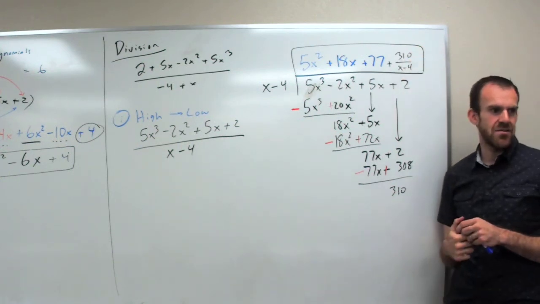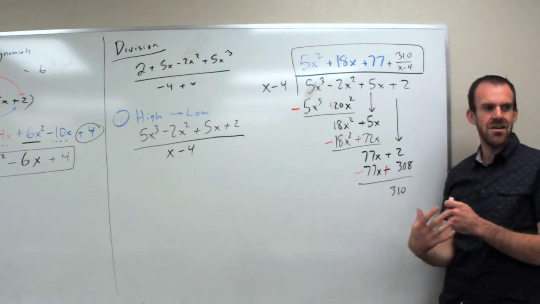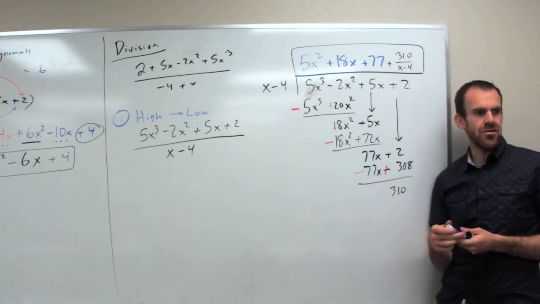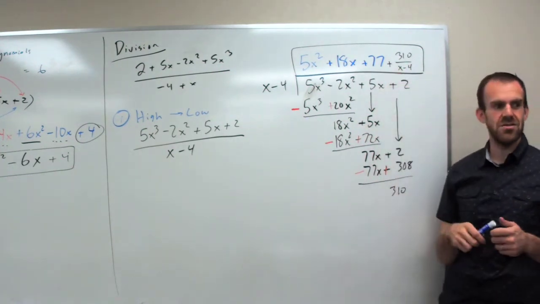310 over x minus 4. Just like your remainders were fractions when you had normal long division, that is actually your remainder. I prefer that you write r or whatever, but you can write it that way as well.